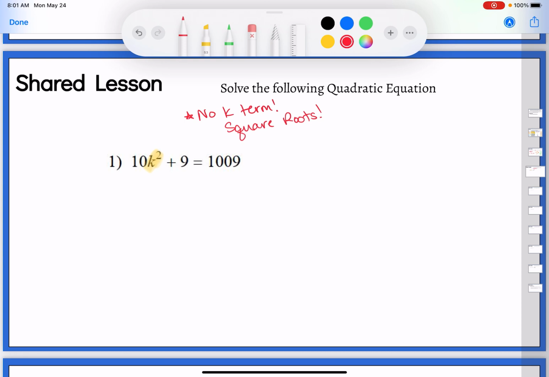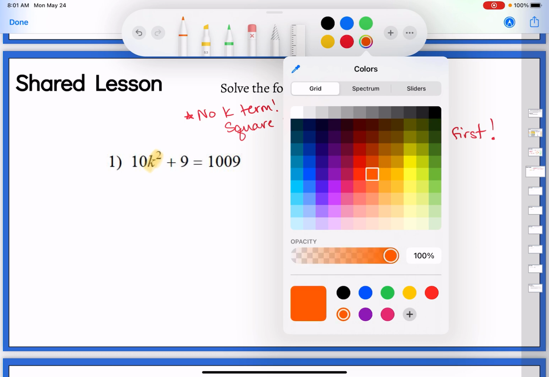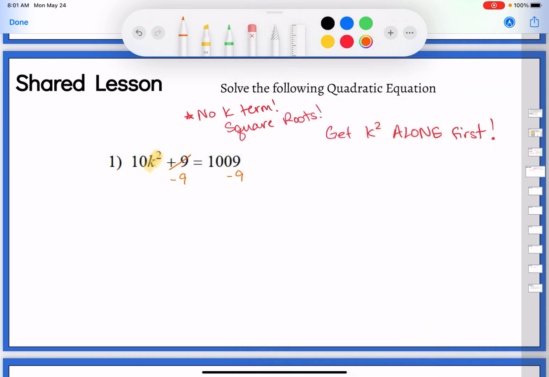So if I'm going to use square roots, I need to get k squared alone first. Once k squared is completely by itself, then you can use the square root. So my first step is going to be to move the 9. I'm going to subtract 9 from both sides. I get 10k squared equals 1000. Now, I cannot take a square root yet because I don't have k squared alone yet. So next I have to divide by 10. So I have k squared equals 100.